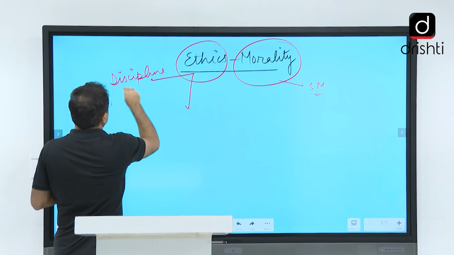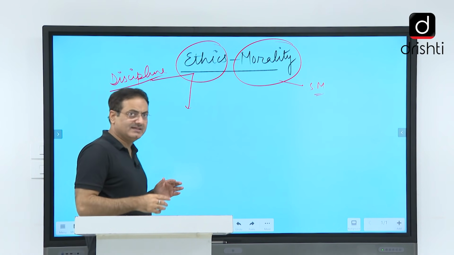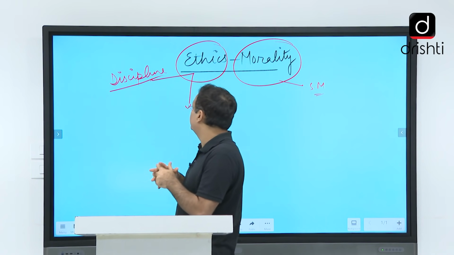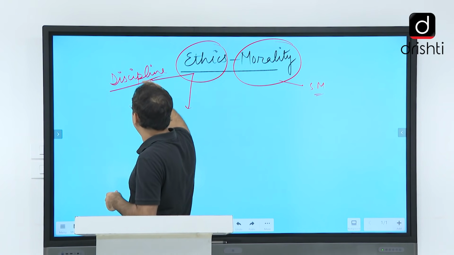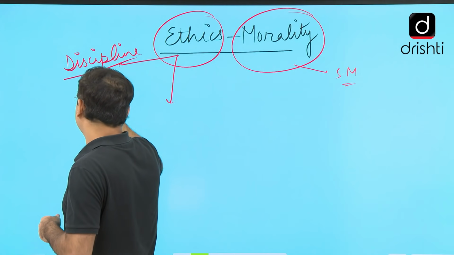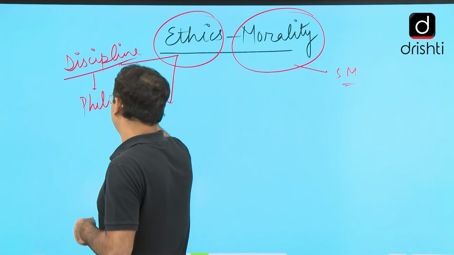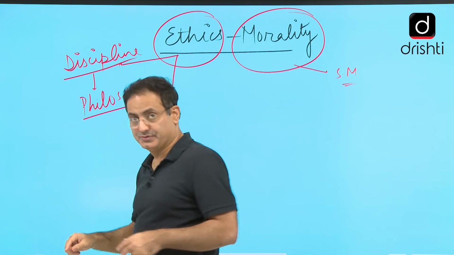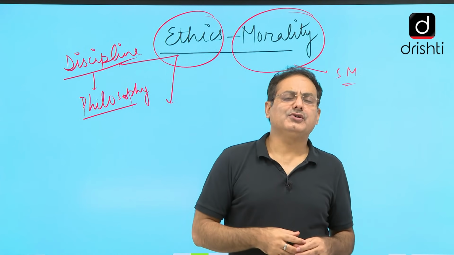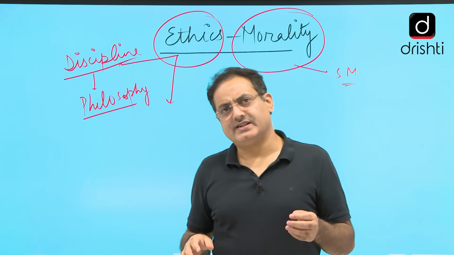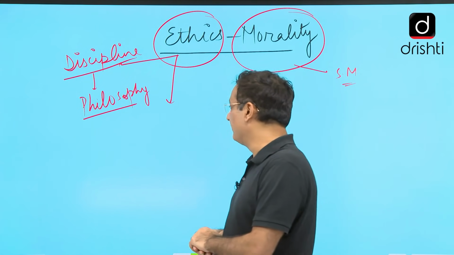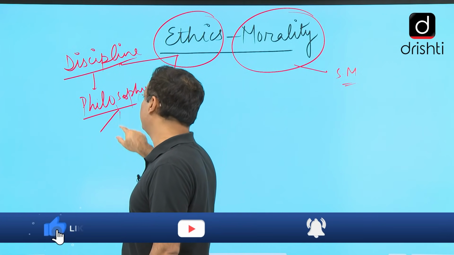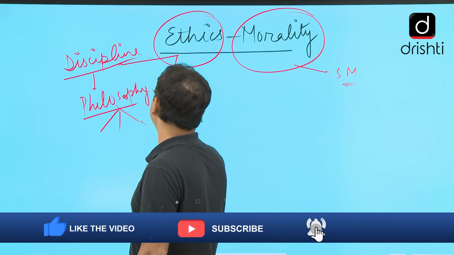What discipline? Discipline means a branch of study. You must have heard that there is a very famous subject called philosophy. Philosophy is known to be the mother of all sciences, and that's true also. In philosophy, there are many branches. Some people say philosophy has 3 branches. Some people say philosophy has 10 branches. So, even if we take 3 branches, one of those branches is called ethics.